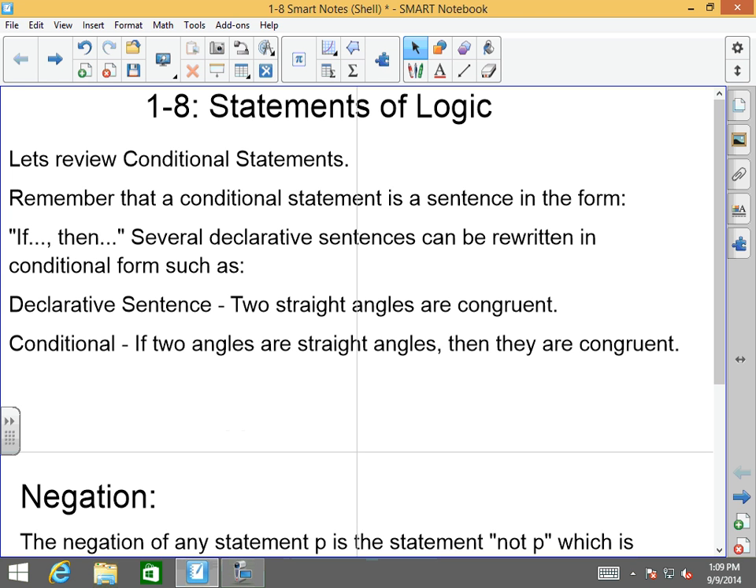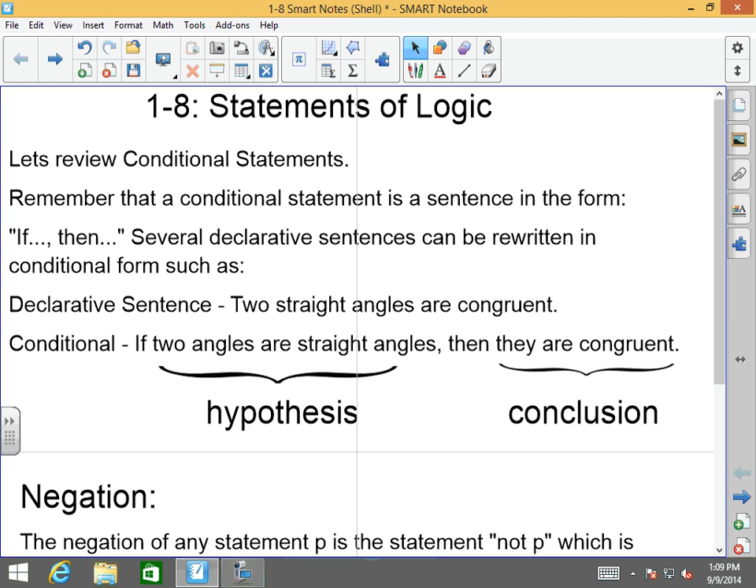So a statement, not 100% of the time, but a very large percentage of the time, can be written as a conditional statement, okay? And a declarative sentence is just something that declares something. Hopefully you know that from English. Let's think about this conditional again. The if part is called the hypothesis, and the then part is called the conclusion. So if the hypothesis, then the conclusion. That is what a conditional is, and we learned about that yesterday.